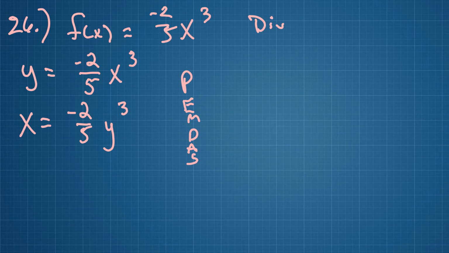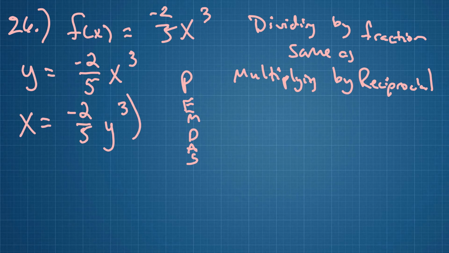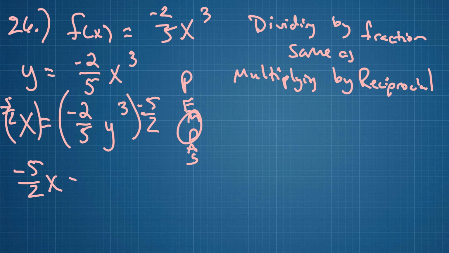So remember, dividing by a fraction is the same as multiplying by the reciprocal. So I'm going to multiply both sides by negative 5/2 because I have to get rid of multiplication and division before I get rid of my exponent. So I end up with negative 5/2 x equals y cubed.